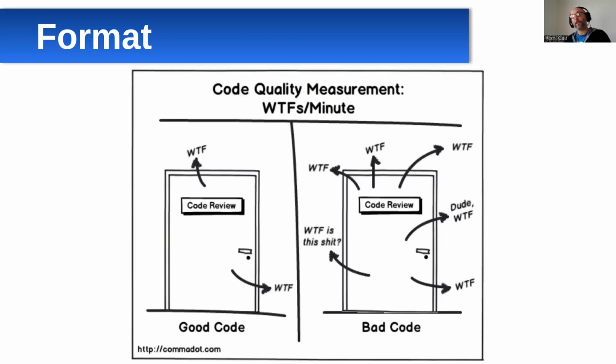So yeah, it's going to be a live code review. This is one illustration of how you measure code quality in general. Good code and bad code mostly differ by the amount of expletives and swear words pronounced by the people who are actually having to review the code. Just a warning that you might hear me complain a little bit about the code that we are going to review together.